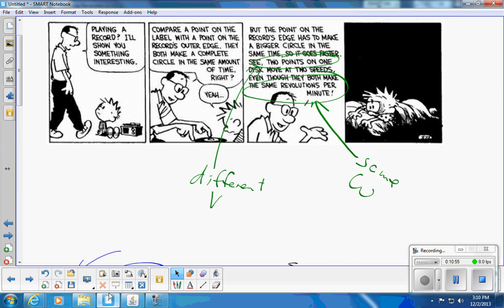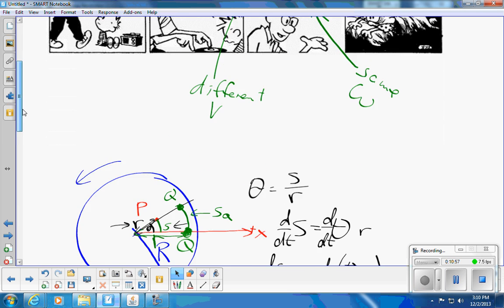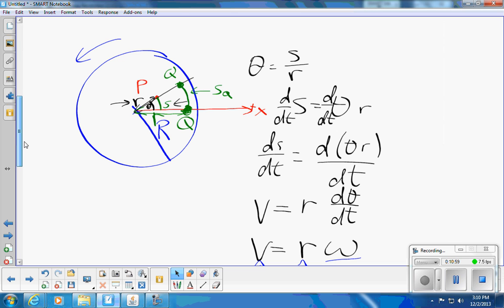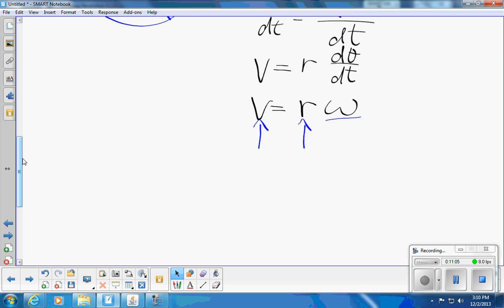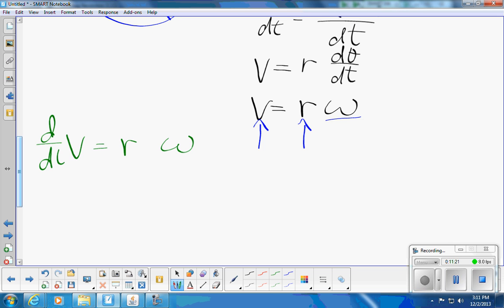But wait, there's more. Because we can not only relate the linear speed of different points on this rigid rotating object, we can also relate, say, something about accelerations. So let's do that. Okay, we've got this v equals r omega, just writing this again. And, well, I differentiated once with respect to time. What's to stop me from doing it again? Nothing is going to stop me. I'm doing it now.